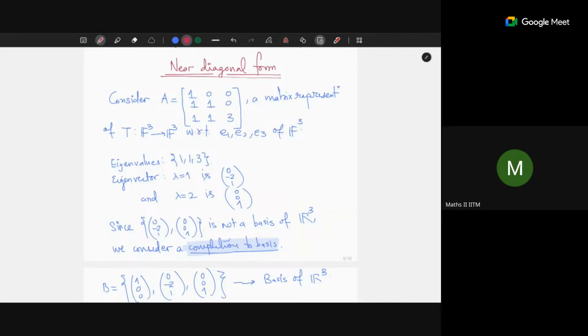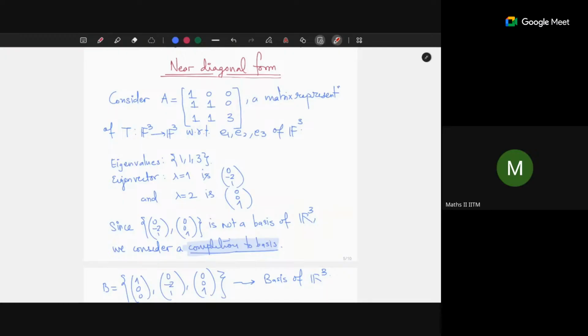For example, suppose this is a matrix. Sorry, it's a lower triangular matrix. It has entries in the diagonal, entries in the lower diagonal, and one at the bottom left corner. We want to convert it so that it has some diagonal entries and some lower diagonal entries also. Can we get rid of this corner entry? So we want to find a near diagonal form.